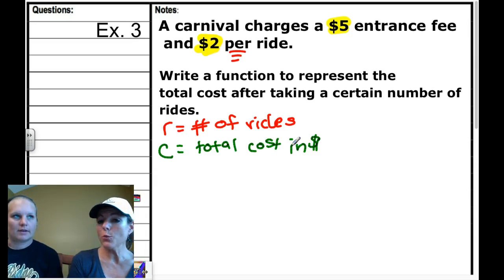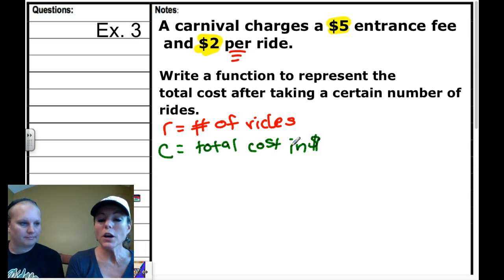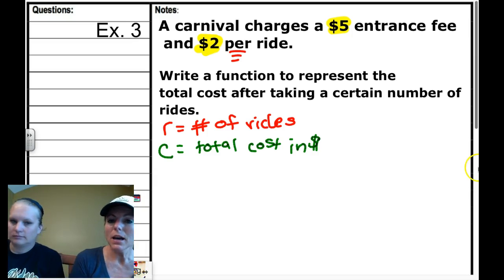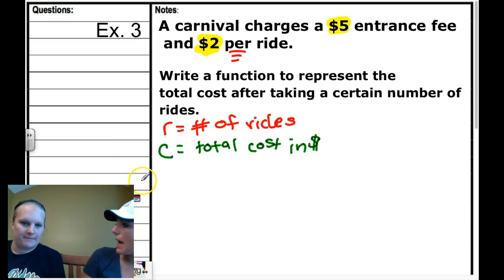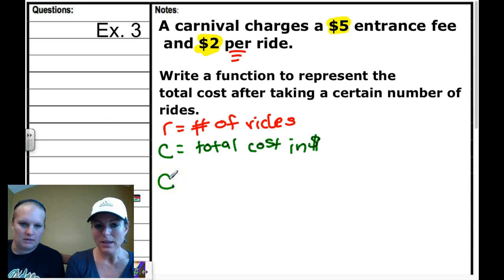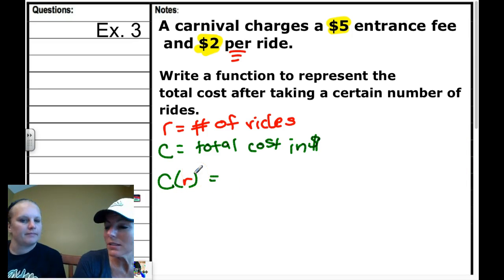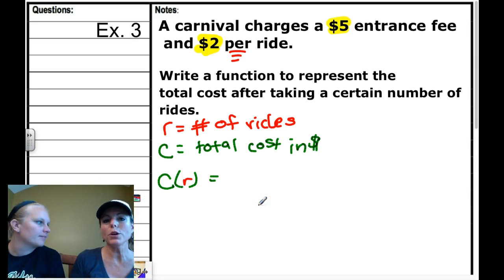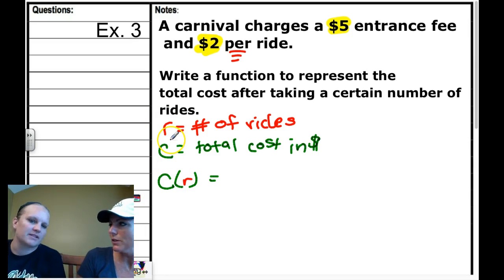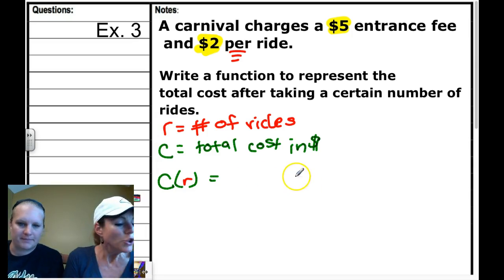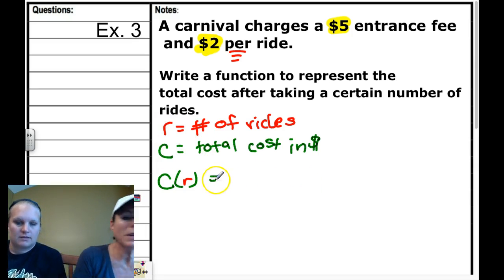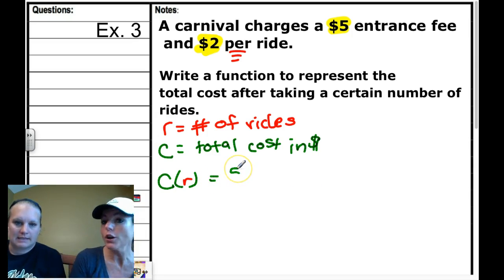So we are actually now ready to write our function. So our function's going to be C of R. Just like we did F of X, we're going to use C. C, and then in parentheses R. C of R. And if we wanted to, we could have done F of X. It doesn't matter. But I'm trying to put a word problem with a letter, so we can know that C makes sense. C represents cost.